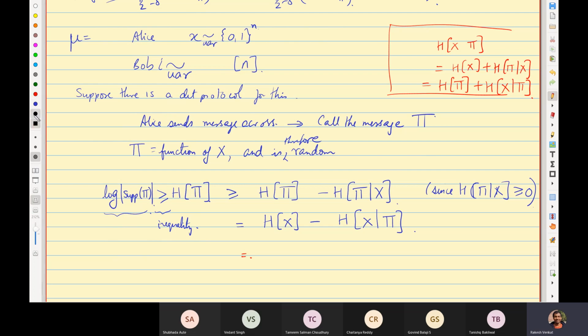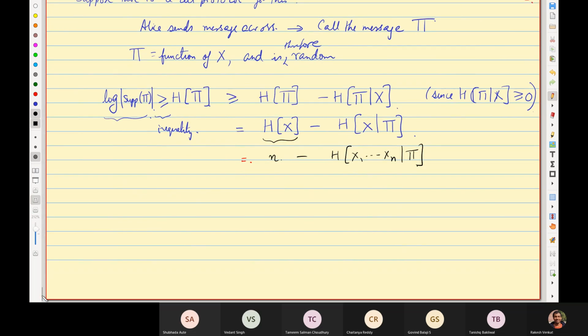Okay, so what do we do next? Well, now we use all the tools that we can. What is H of X? Well, X is a uniformly random bit string from {0,1}^n. So H of X is indeed equal to n. It's the entropy of an n-bit long string. It has got n bits in it. Minus, what is H of X given pi? Well, X is just a collection of n bits, X1 to Xn. And this we can do using the chain rule, right?